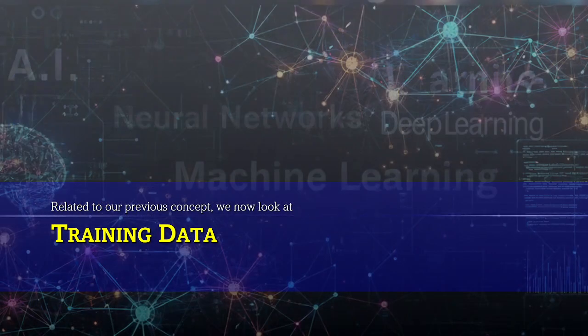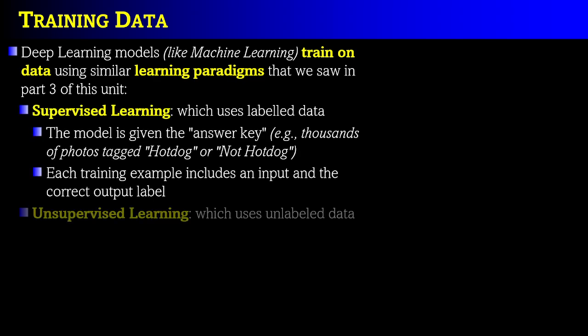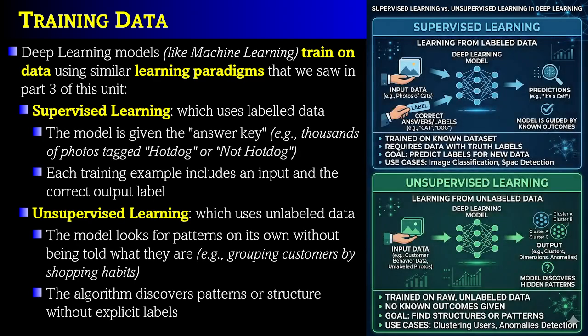So let's return and talk about a related concept, training data. Deep learning models, just like machine learning models, train on the same sort of data and learning paradigms that we saw in the previous section of this unit. That would be supervised learning using labeled data. When you give it the answer key, thousands of photos that are labeled or tagged as hot dog and not hot dog, it will learn right from that labeled data. Each training example includes an input matching with a correct output label.